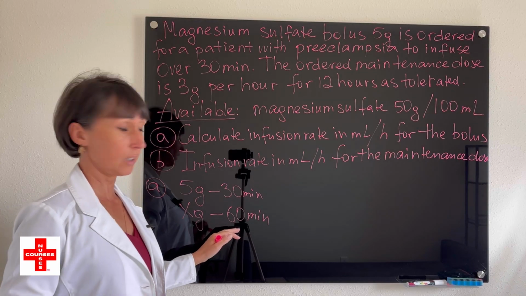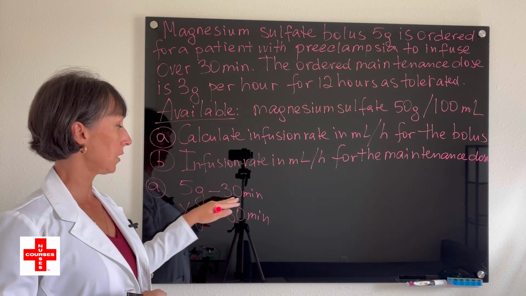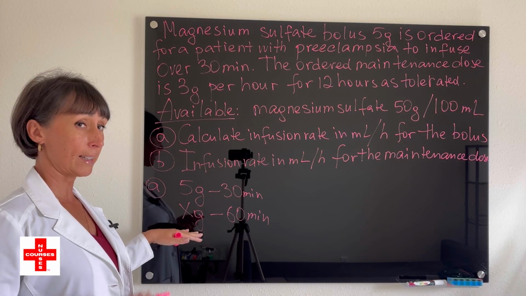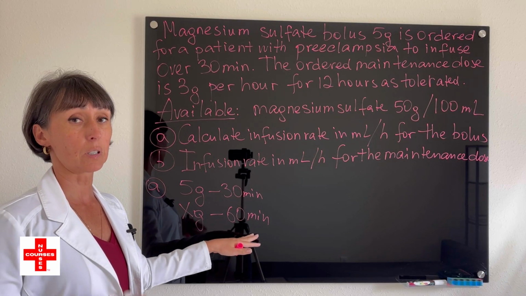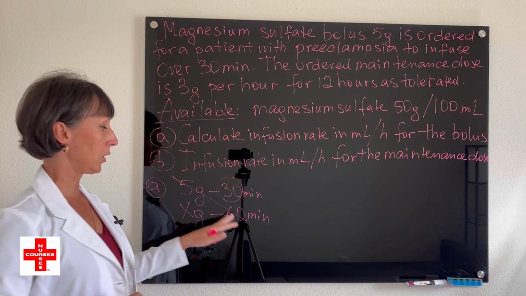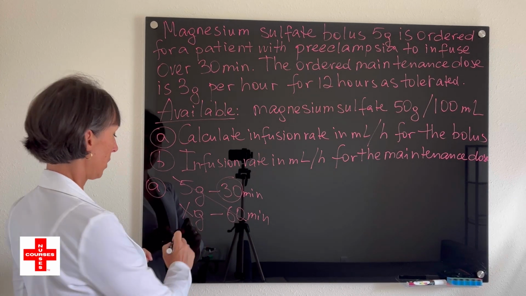Using the DKP method, I wrote 5 gram is going over 30 minutes. How many gram or X gram is over 60 minutes or per hour? Multiply on diagonal, divide by the third number.